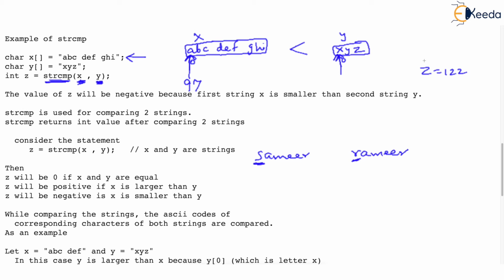Recall ASCII code of small z is 122. So Y is 121 and X is 120. Okay? So this is 120. And it simply takes difference of this. It takes 97 minus 120, difference. Definitely 97 minus 120 is negative. So what will strcmp return? It will return negative value.